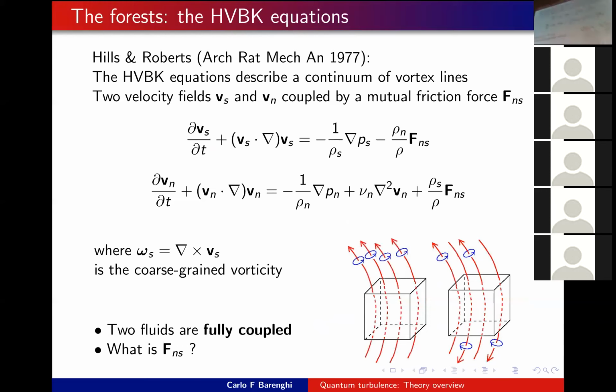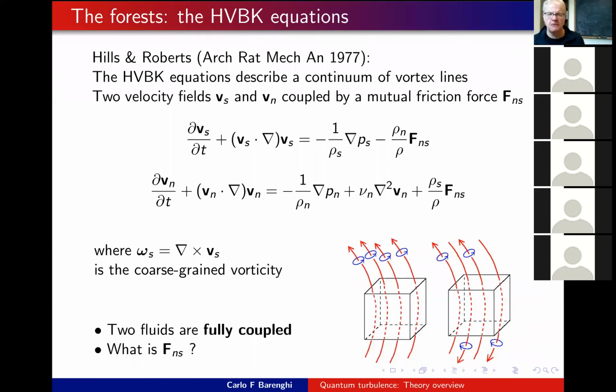So what are the equations? Essentially, they are equations for 2 fluids, vs and vn, for the superfluid and the normal fluid. But here we must be careful because what they describe is actually a 2-fluid system containing a continuum of vortex lines. So we have lost the discrete nature of the quantized vortices. We are at the level of the forest. We don't see the sticks. So we are looking at length scales much larger than the distance between vortices, between the trees.